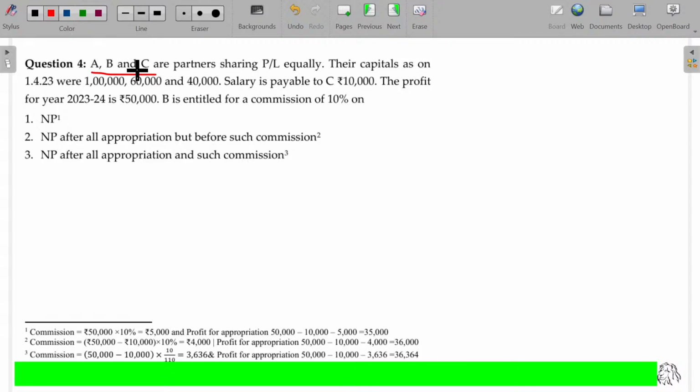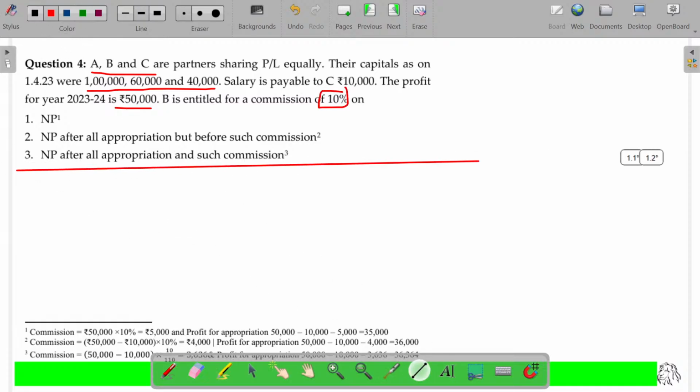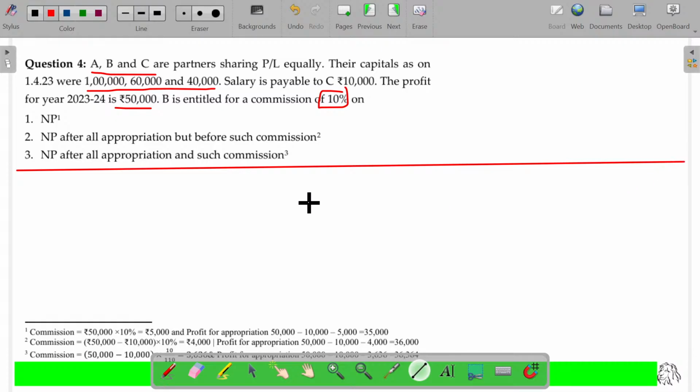A, B, and C are partners sharing profits equally. Their capitals are as on this date being this one. Salary payable is 10,000. Profit for the year being 50,000 rupees. B is entitled to a commission of 10%. So we have been given three options. I may calculate all the three options.